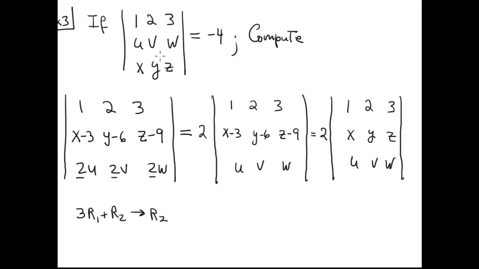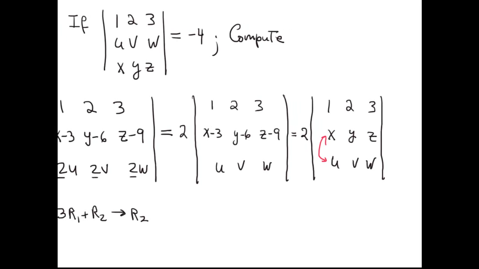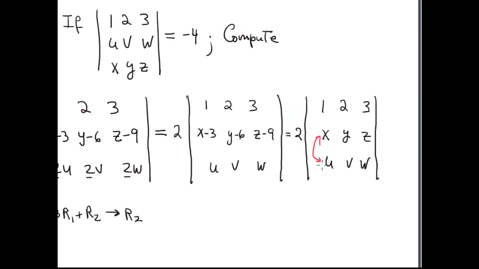Now this is similar to this, but the only thing you should do is interchange this and this. And remember, when you interchange, you change the sign. When you interchange, you change the sign. So the answer for this is positive 4, and positive 4 times 2 is positive 8. And this is the final answer. Easy.